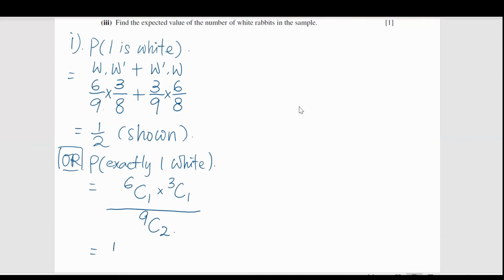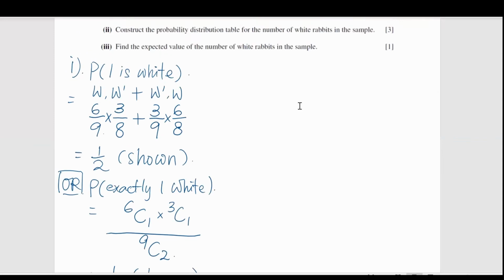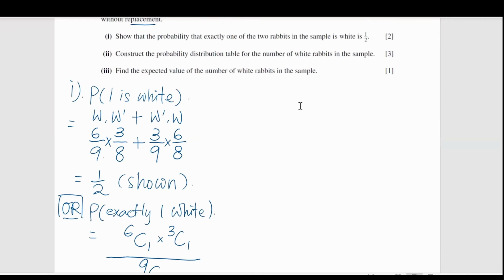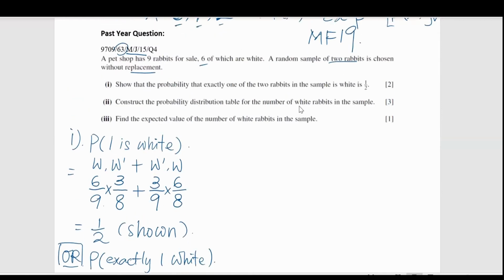Yes. Right? Shown. So for these particular questions, either method 1 or the second method suggested are both quite reasonable working. Then both are correct methods to get the answer for part 1. So now we move on to part 2.